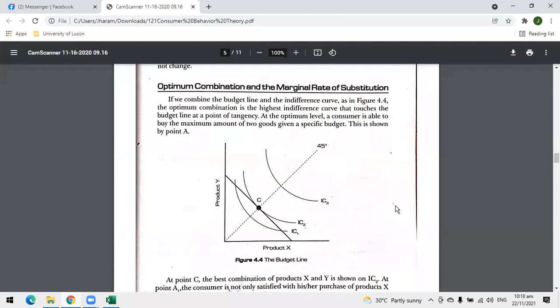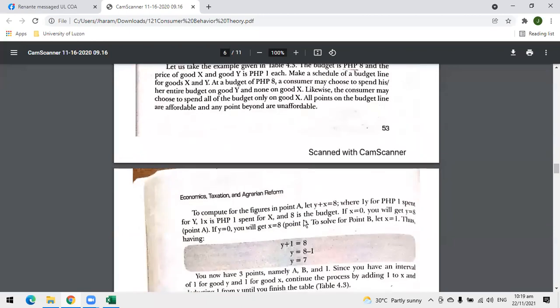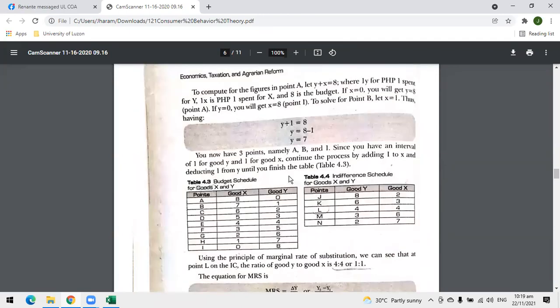It means, if we're going to sacrifice one product, for example product X to get product Y, how many do I need to sacrifice of product X to get product Y? Or the other way around. That is the marginal rate of substitution. So here, we can make a computation wherein X plus Y is equal to 8. I think we already did this to create what we call a budget schedule.